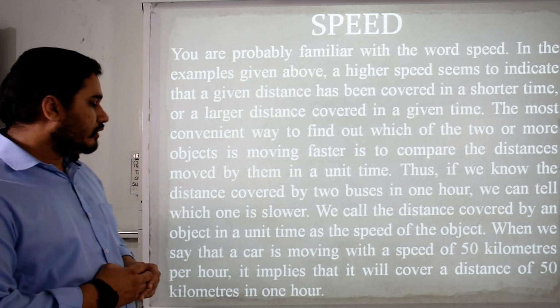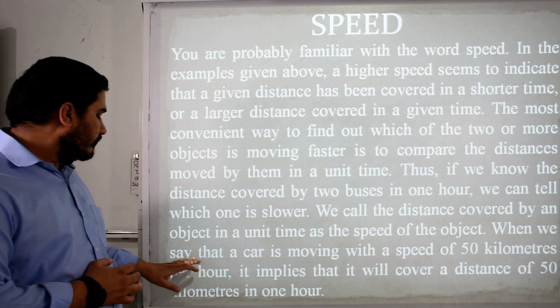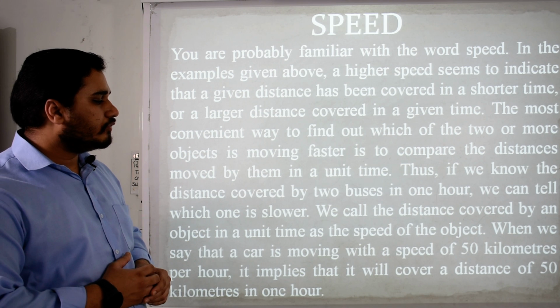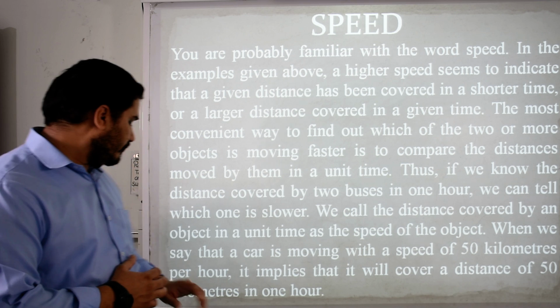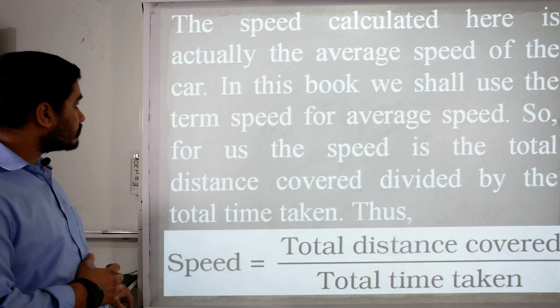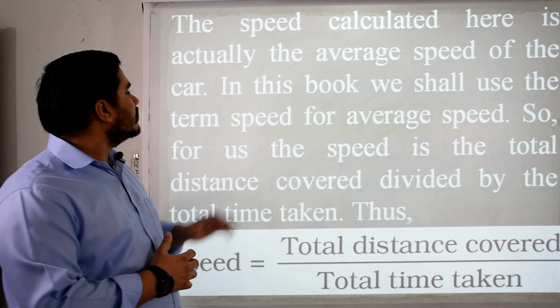We call the distance covered by an object in a unit time the speed of the object. When we say that a car is moving with a speed of 50 kilometers per hour, it implies that it will cover a distance of 50 kilometers in 1 hour. The speed calculated here is actually the average speed of the car.